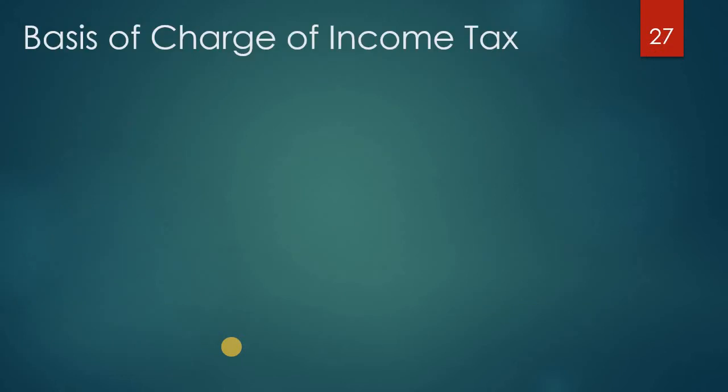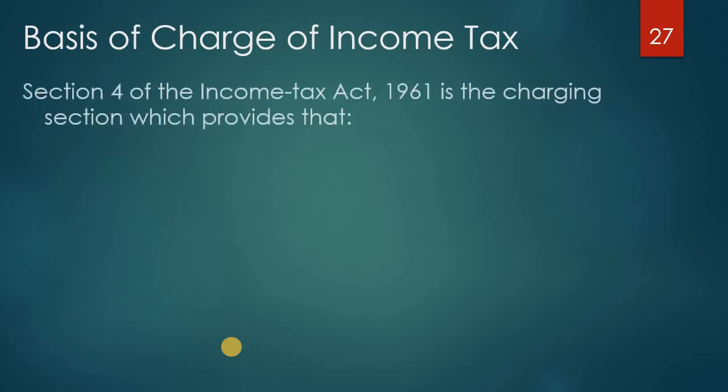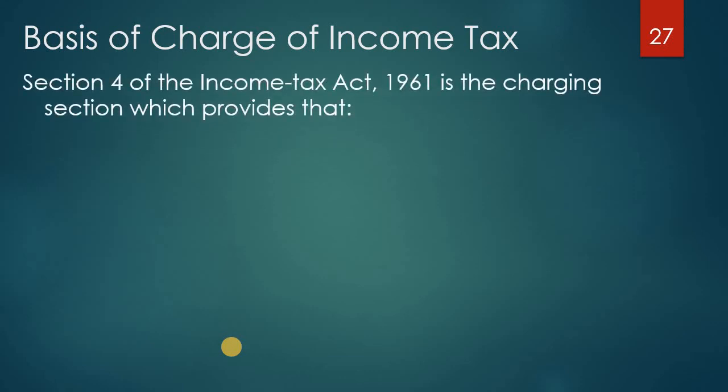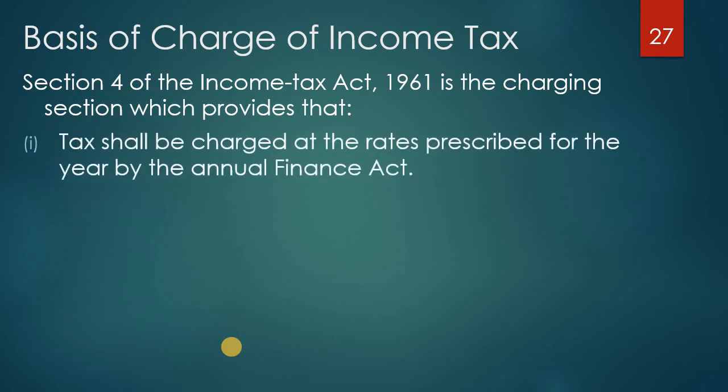Then the last one, basis of charge of income tax. How the income tax is charged. Section 4 of the Income Tax Act 1961 is the charging section. So it tells how the income has to be charged. Remember, it's a charging section, which provides that tax shall be charged at the rates prescribed for the year by the Annual Finance Act.